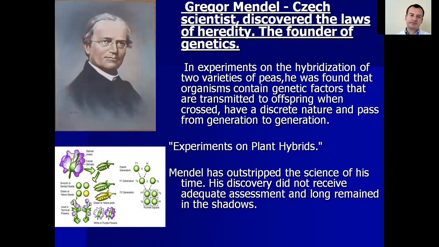Gregor Mendel. In experiments on hybridization of two varieties of peas, he found that organisms contain genetic factors that are transmitted to offspring when crossed, have a discrete nature, and pass from generation to generation. Experiments on plant hybrids. Mendel outstripped the science of his time. His discovery did not receive adequate assessment and long remained in the shadows.